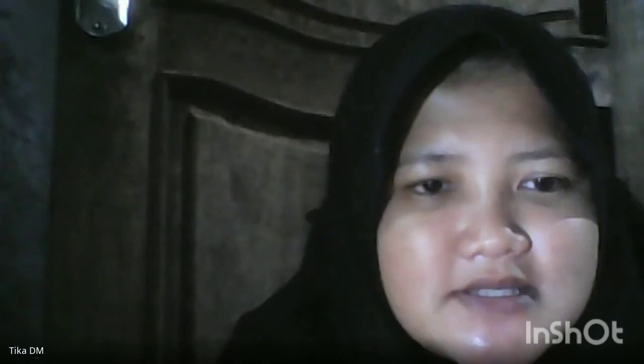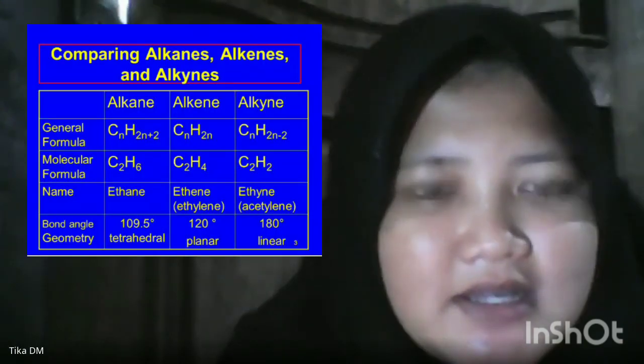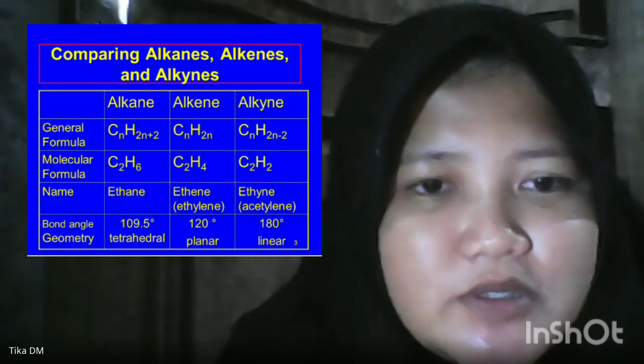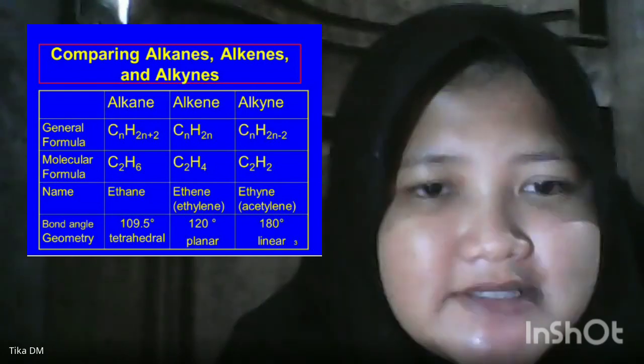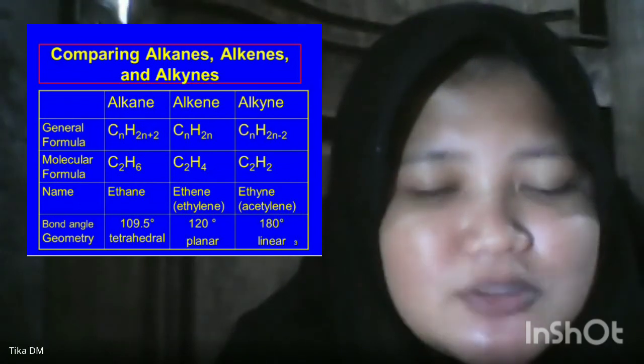Good. After that, for Tika, if I have two carbon atoms, what is the molecular formula for alkane, alkene, and alkyne? For alkane it is C2H6. For alkene, C2H4. And for alkyne, C2H2. Okay.